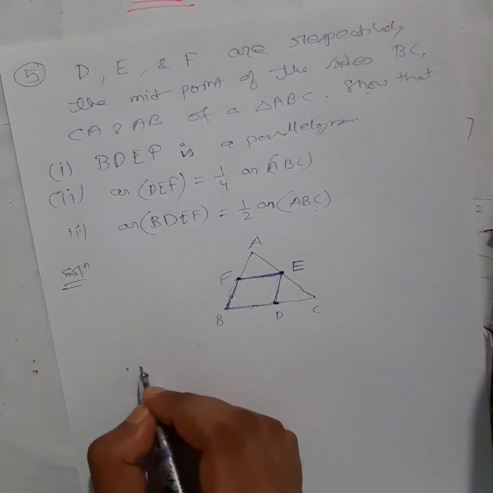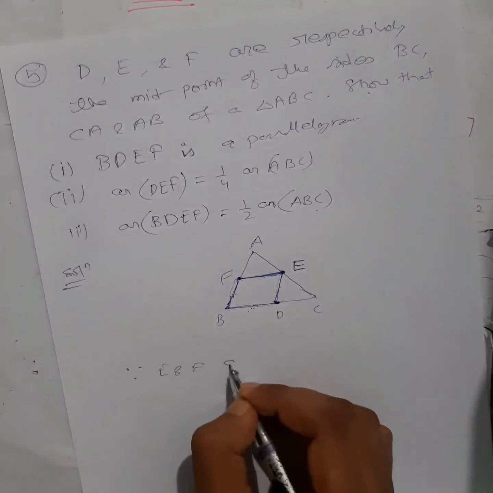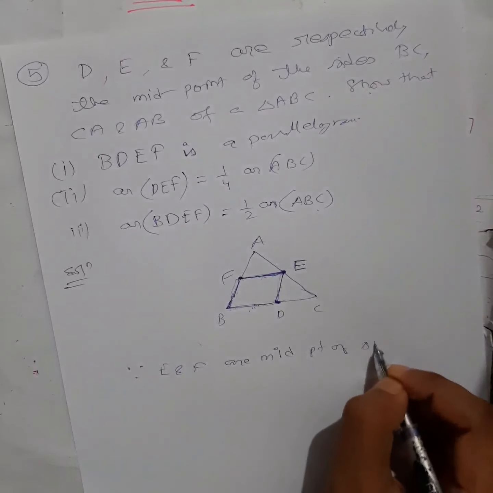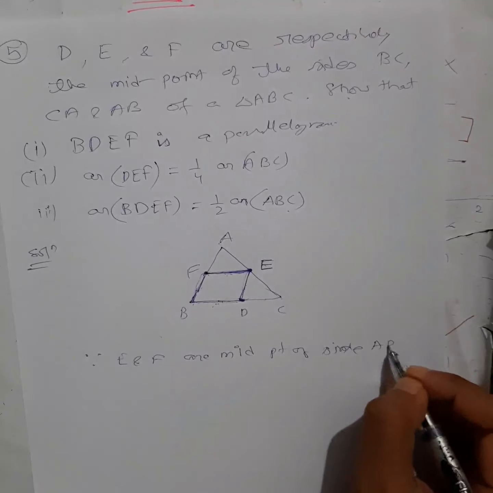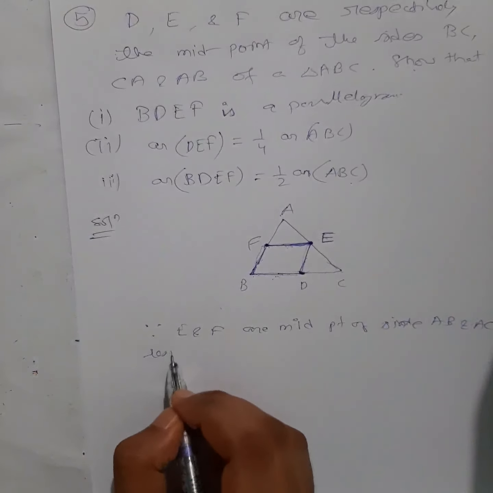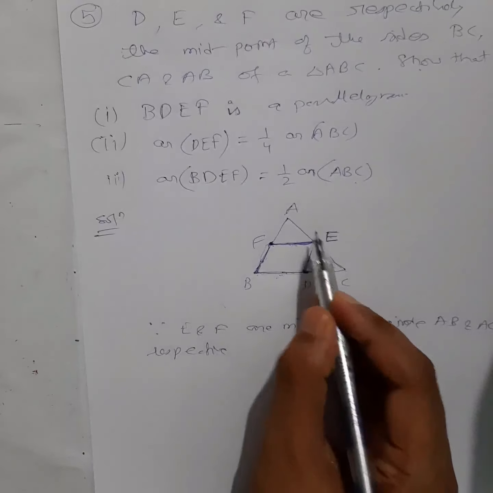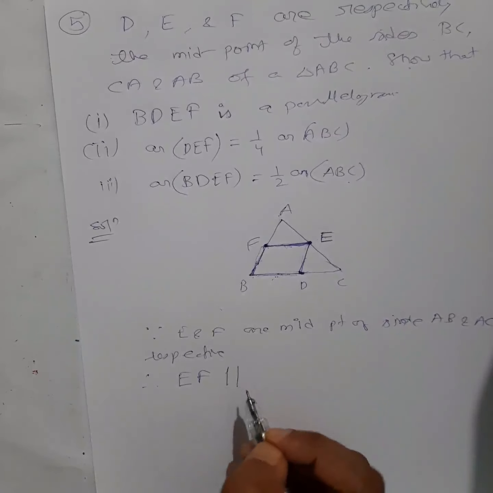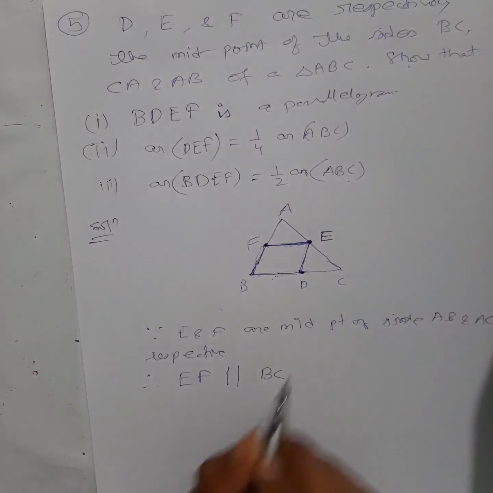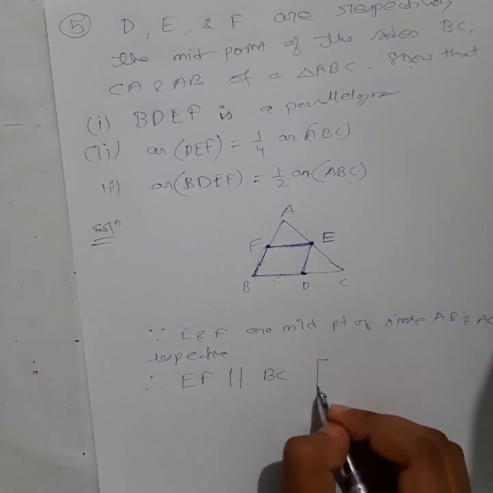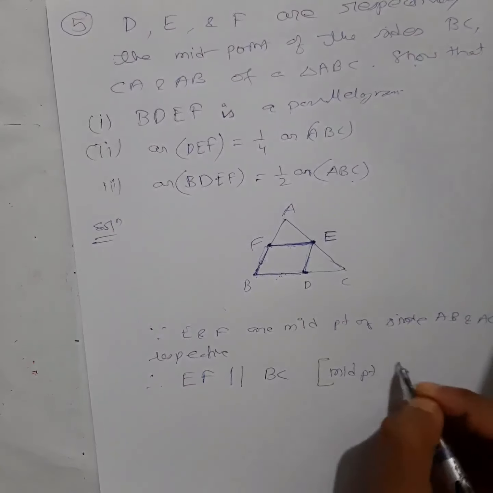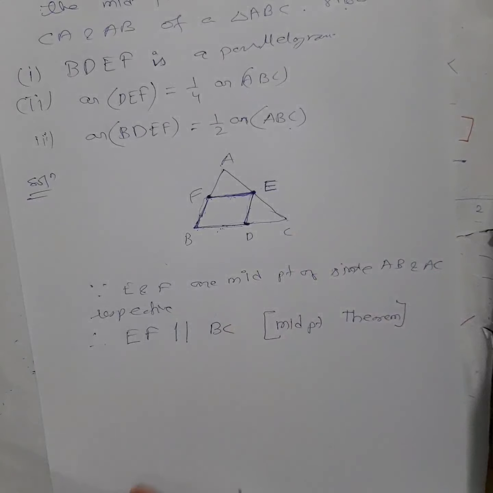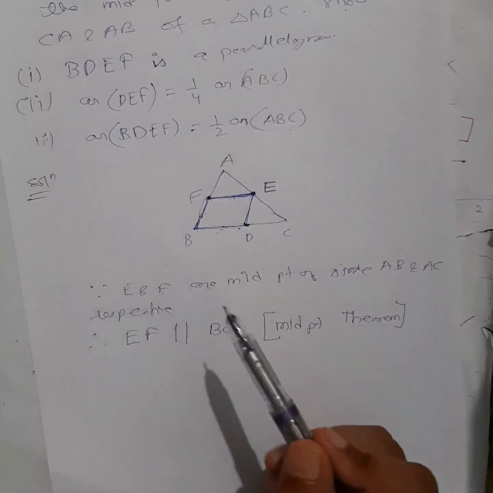Simply you have to mention, since E and F are midpoints of sides AB and AC respectively. Since this and this are midpoints of two sides, therefore EF is parallel to BC. Can I write that? Because this will be parallel to the third side. How did I get this? Midpoint theorem. So we are applying the theorem. Now in the question, you can use any of the theorems which we have studied till now, okay?